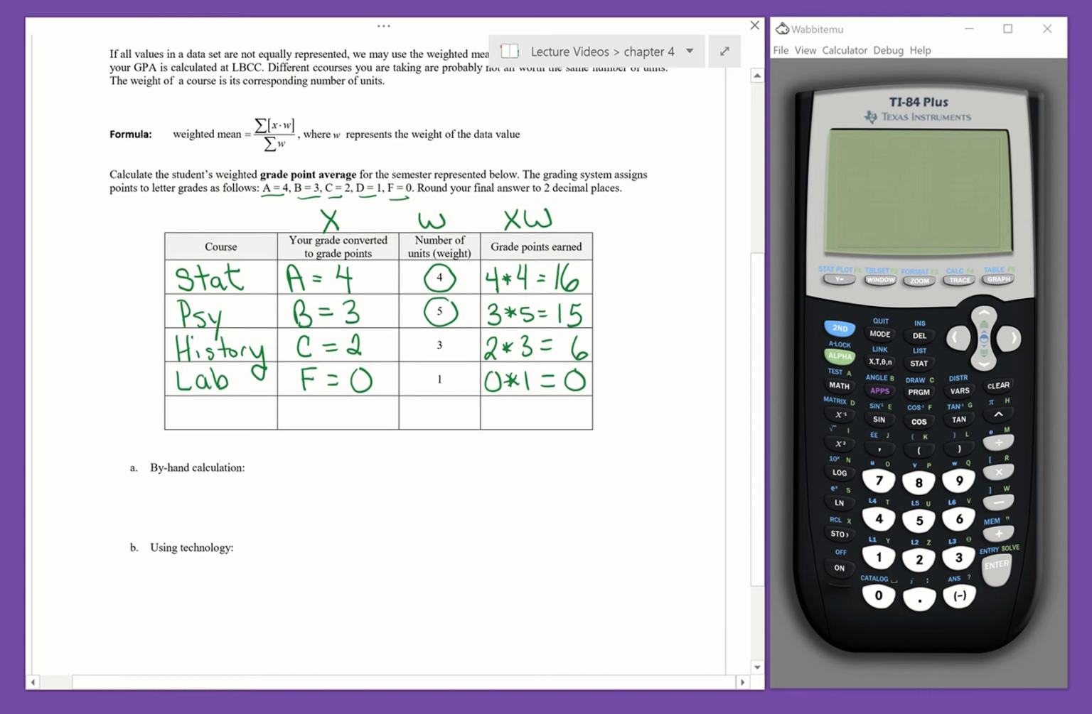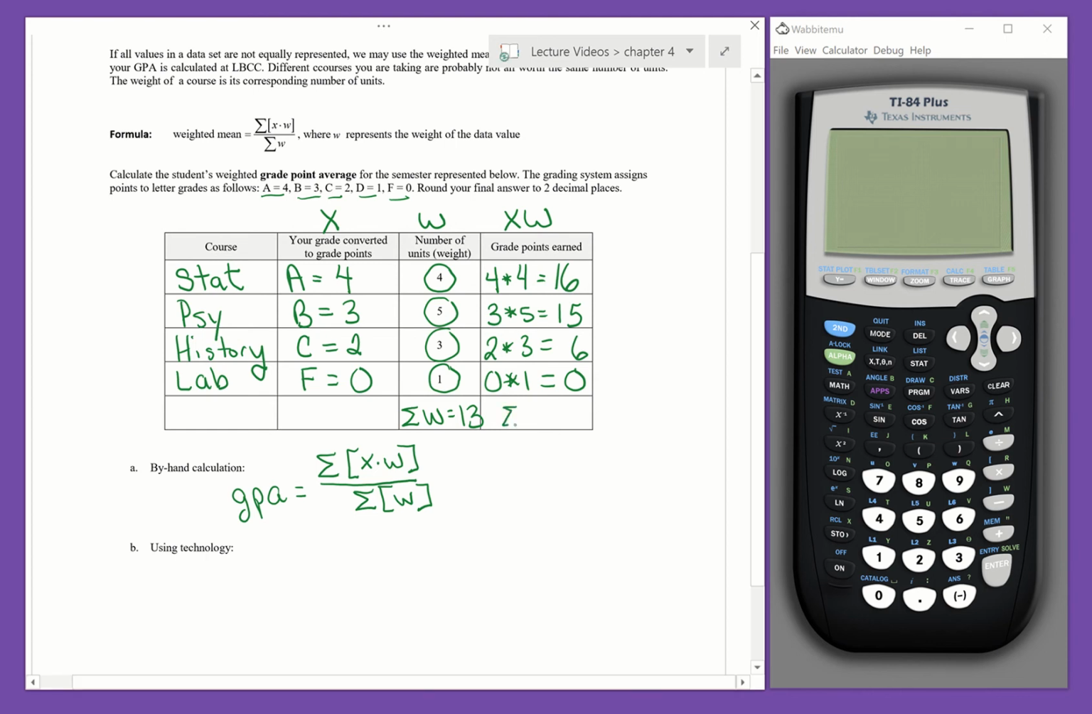So the hand calculation for the weighted mean, so our GPA, we always add each of the individual X times W values, and we divide that by the sum of the weights. So you'll notice in your table that when you add all of the units together, you'll see that you are adding the weights, that the student is taking 13 units. So the idea is all of the grade points you've earned get spread out evenly among the 13 units.